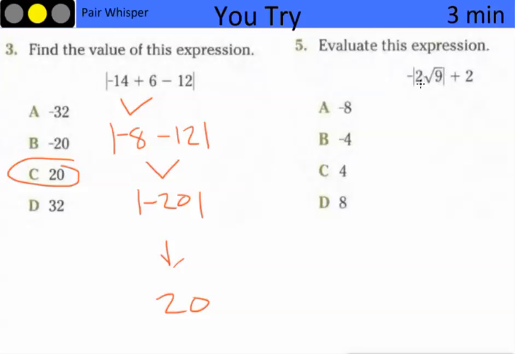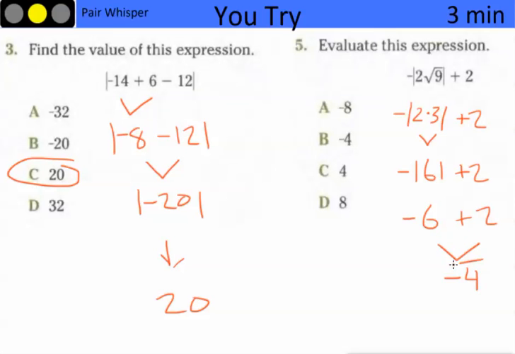Alright, over here again, inside of the absolute value, which is our grouping symbol, I see two operations. I see square root and multiply by 2. So first we're going to do the square root. The square root of 9 is 3. Bring down everything else. 2 times 3 is 6. Bring down everything else. The absolute value of 6 is 6. Bring down everything else. And negative 6 plus 2 is negative 4.